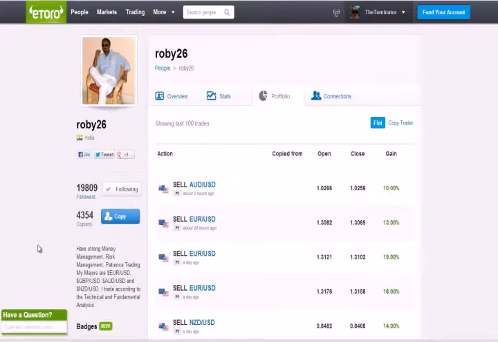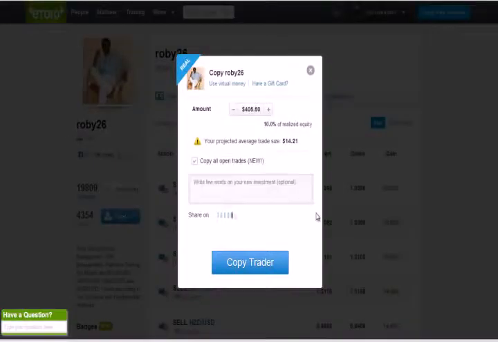Alright, so now we looked into his profile and we're making an educated decision to copy this trader. So how can we copy? Very simple. All we have to do is click copy right here and the copy box opens up. If you have a coupon code, this would be a great time to use it by clicking have a gift card. But if not, you can choose the amount you want to dedicate to copying this trader.